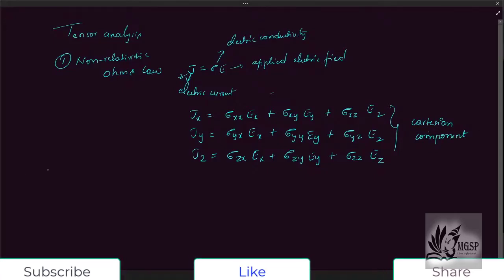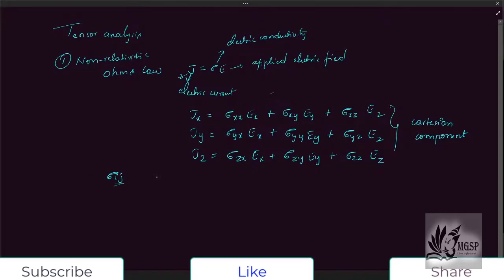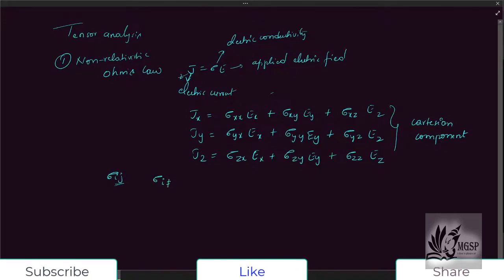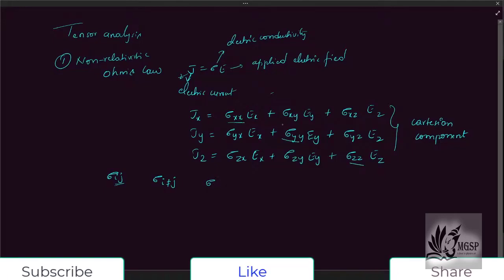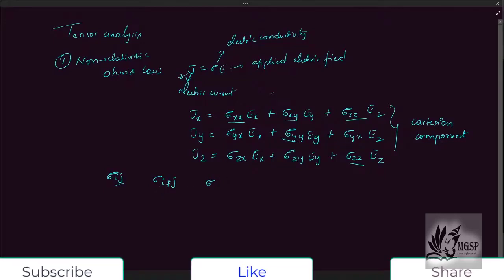In general we write sigma ij components, like taking a representation of a matrix, where sigma ij with i not equal to j are the non-principal axis terms, and i equal to j is the principal axis expression. Here i can take values from 1, 2, 3 up to n.